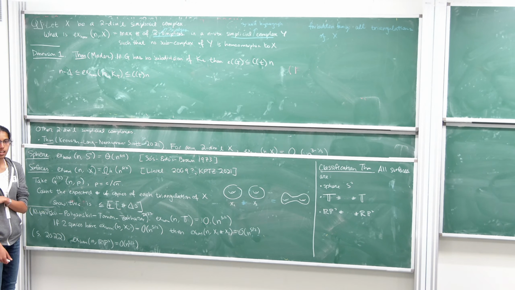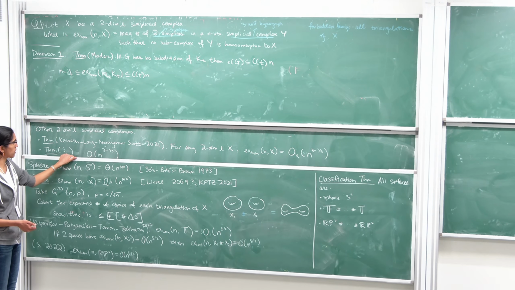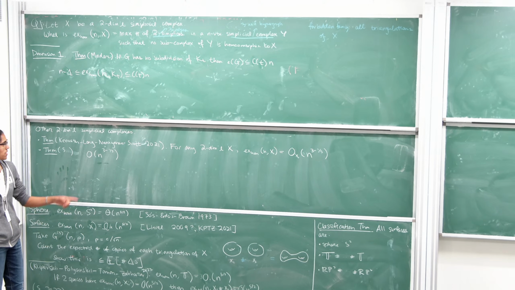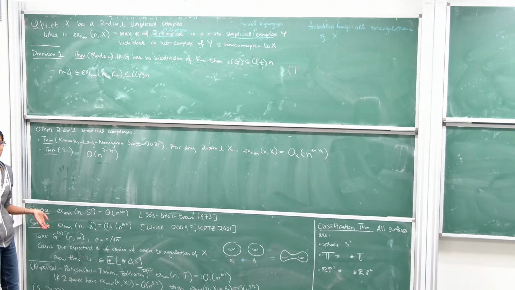Yeah. For disks, don't you just need one triangle? Yes, yeah. For disks, it's just one. So if you have a triangle, you have a disk. But certainly any space that contains any surface as a subcomplex is going to have that lower bound applying to it.